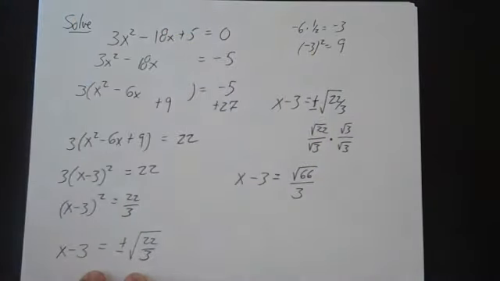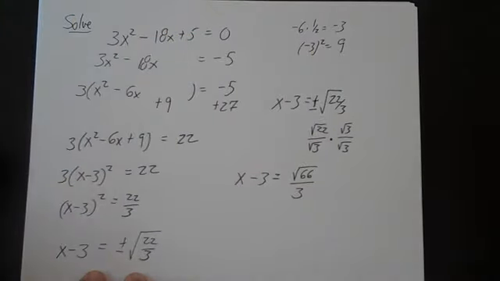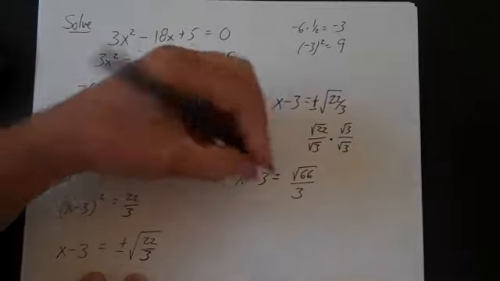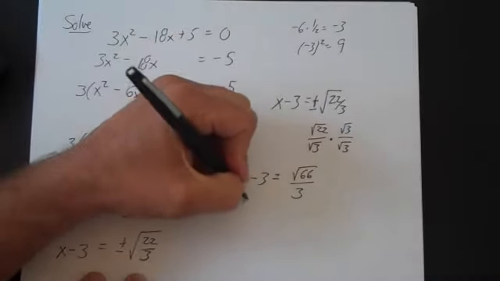So let's see if I can simplify square root of 66. I need to find a perfect square that goes into 66. Maybe 9 does? No. 4 does? No. So I can't simplify that, so I'm just going to add 3 to both sides.